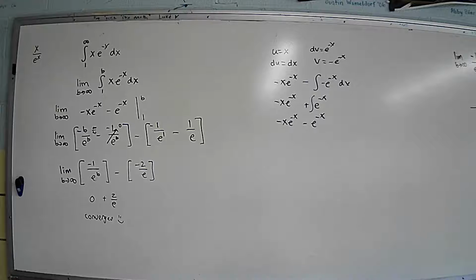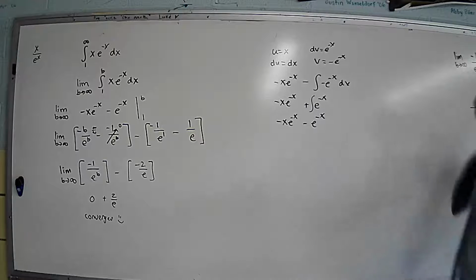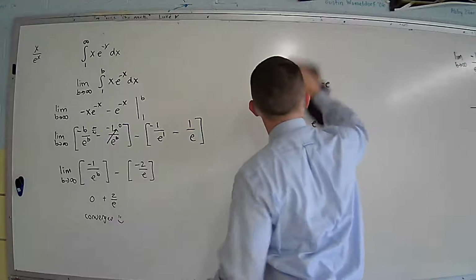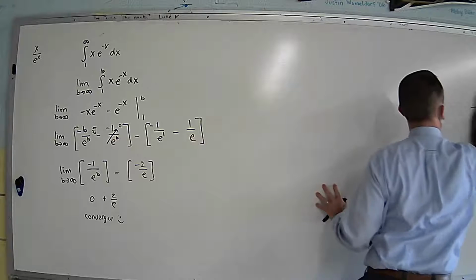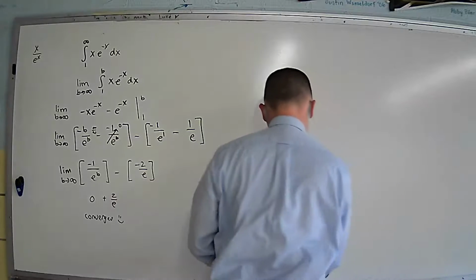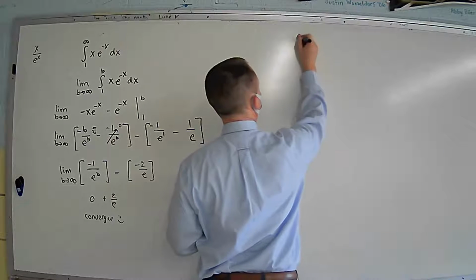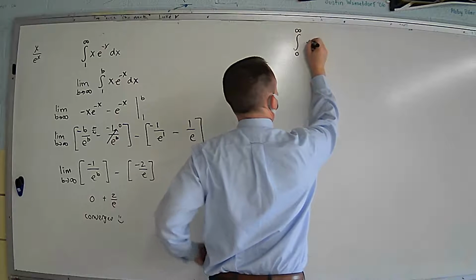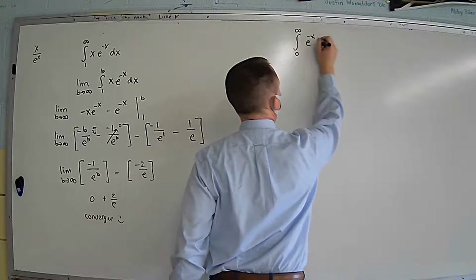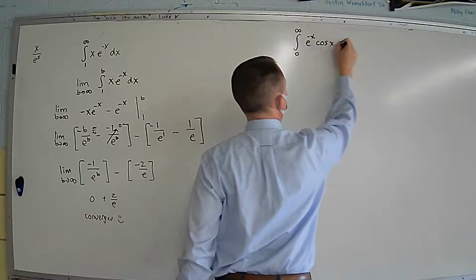You got another one? Talk to me. Can you do the integral of e to the negative x times the cosine of x from 0 to infinity? Ooh, that integrates by parts again. From 0 to infinity. E to the negative x cosine of x? Okay.